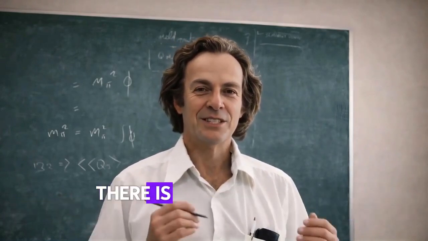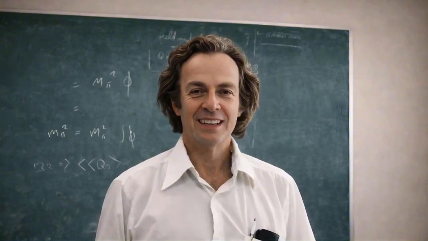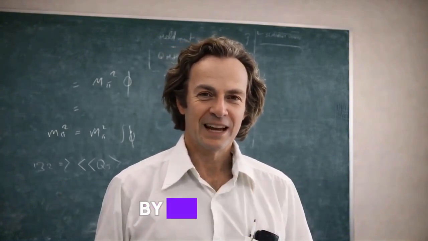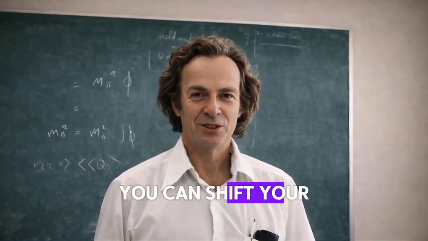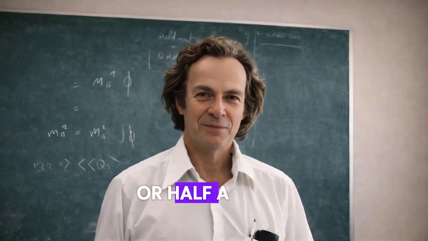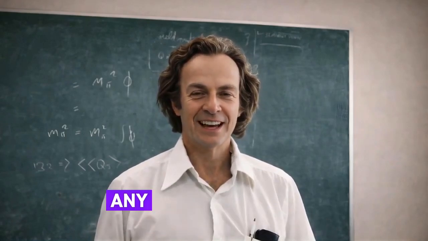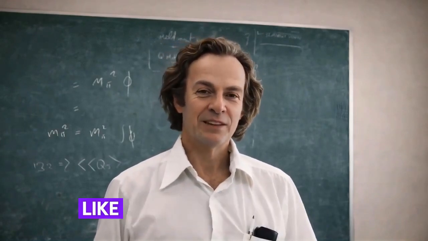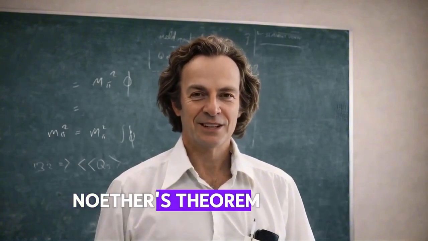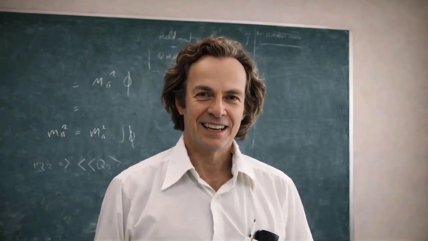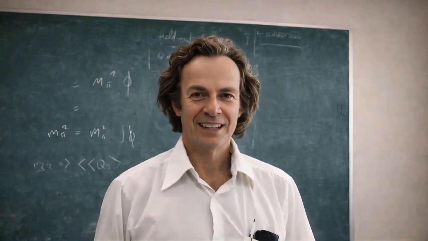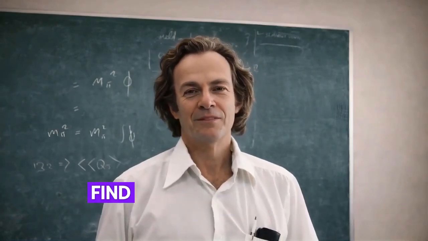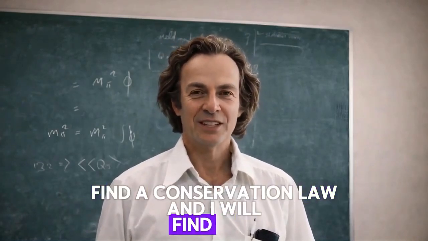For every symmetry there is something that cannot be created or destroyed. Let me be precise. A continuous symmetry means a transformation you can do by any amount. You can shift your lab 1 meter, or 2 meters, or half a meter, or 1/10 of a millimeter. Any amount. That's a continuous symmetry, as opposed to a discrete symmetry like flipping left and right. Noether's theorem says find a continuous symmetry, and I will hand you a conservation law. Guaranteed. No exceptions. And it works backward too. Find a conservation law, and I will find you a symmetry.